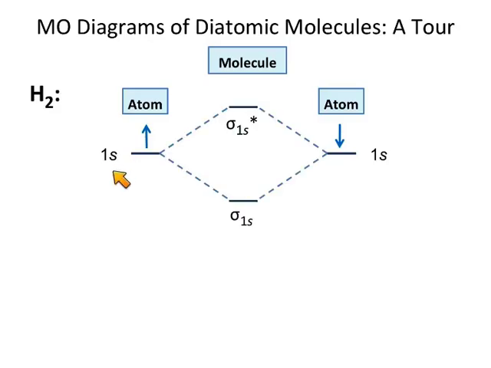Your s orbitals can make sigma molecular orbitals, and you can make the bonding and the anti-bonding. And the anti-bonding has this little star on it. And then you go and fill electrons. Well, you have 2 electrons total, one from each hydrogen, and they'll both go into the bonding molecular orbital.